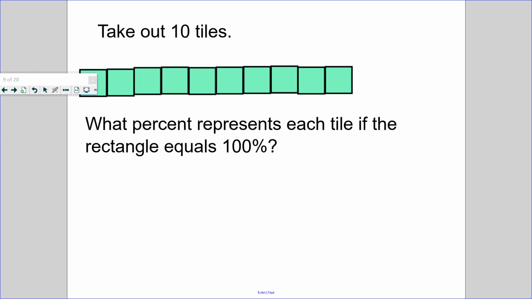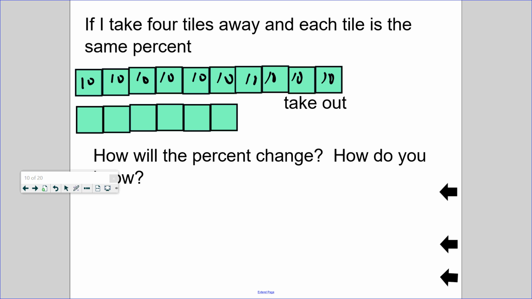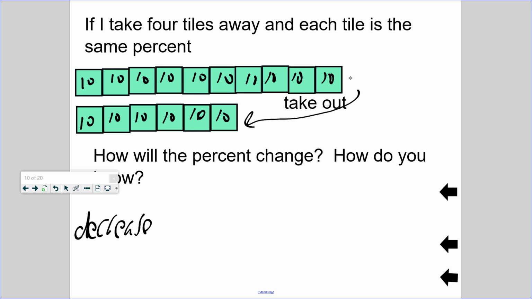Last but not least, take out 10 tiles. What percent represents each tile if this rectangle equals 100%? Each tile would be 10%. Each tile represents 10%. If I take away 4 tiles and each tile is the same percent, how would the percent change? Well, I'm taking it out, so it is decreasing. It decreased, but by what percent did it decrease? It went from 100% to 60%, so it decreased by 40%.